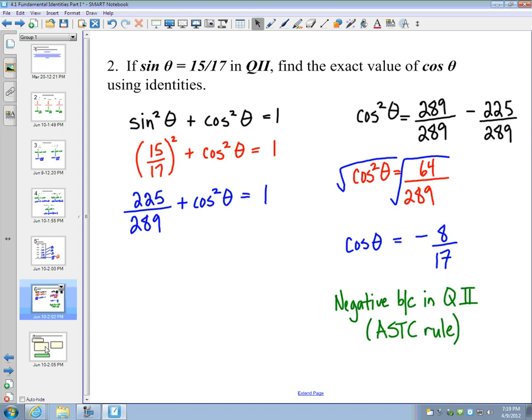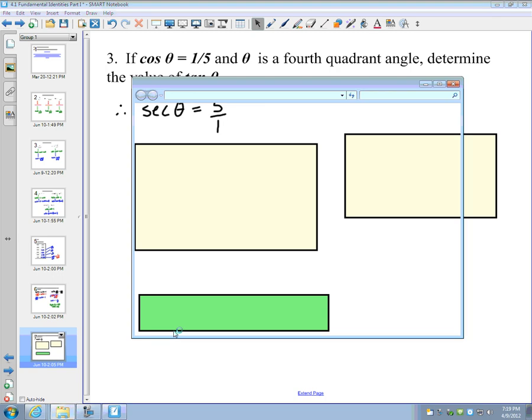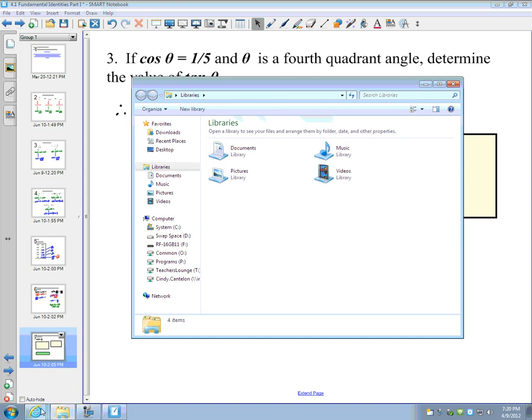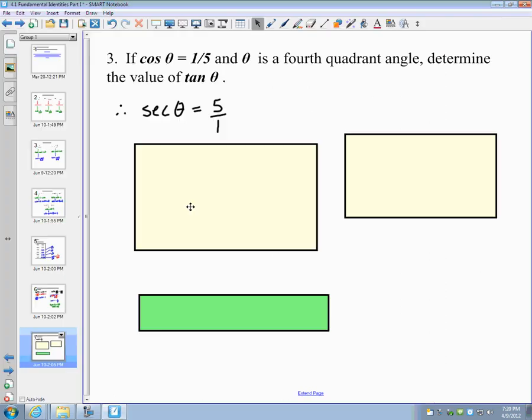Okay, another problem here. If I told you what cos was, and it's a fourth quadrant, I could determine the value of tan. First thing I did is I said, well, cos, its reciprocal is secant, so I could say secant is equal to 5. And I'm looking for an identity that has tan and secant in it. I see tan and secant, I have 1 plus tan squared is equal to secant squared. So I'm going to use that identity.